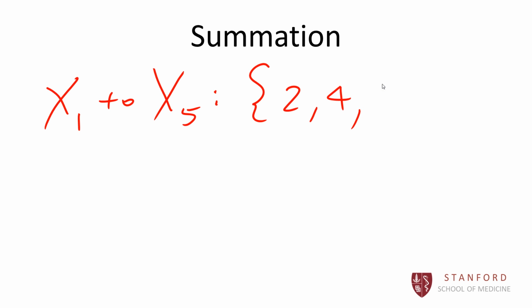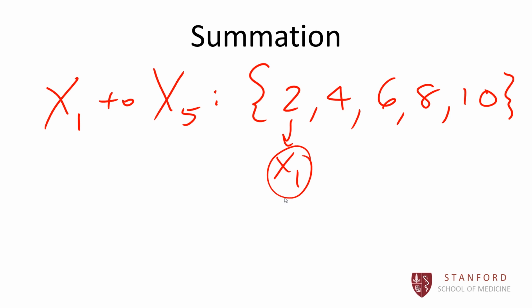One more example with summations. Now let's imagine that you have some data. Let's imagine that you have 5 data points labeled x1 to x5, and let's imagine that these values are 2, 4, 6, 8, and 10. We say that this data is indexed, and what that means is that this first point corresponds to x sub 1, the second point corresponds to x sub 2, etc. And each of these points corresponds to an actual value in the data set.